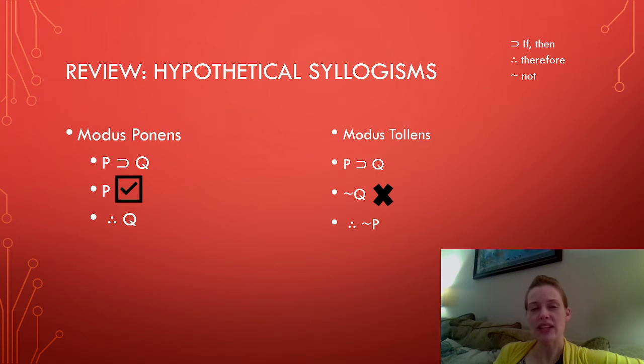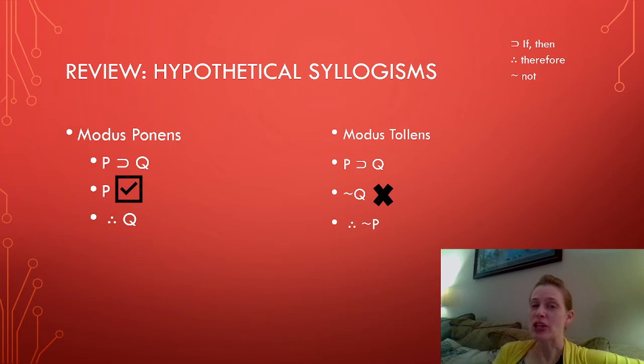The first one is the modus ponens. We talked about this one as the mode that affirms, okay? It is read as if P then Q, P therefore Q. You see how in that second line it affirms the antecedent, the first part of the syllogism? That's super important. It affirms the antecedent.